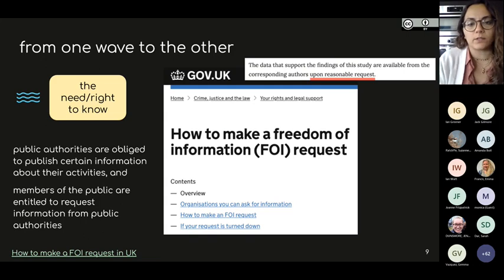This need or right to know is also implemented with what is called a FOIA, a Freedom of Information request, which can be done in many countries in Europe. I've taken here a screenshot from the government page of the UK. Basically, this says that the public authorities on one side are obliged to publish certain information about their activities, but on the other side, it's also the public that has the right to request information from public authorities. And this is a little bit of a pulling approach, right? Rather than pushing data out there because of a certain purpose and a certain way of doing things, it's really the public that pulls the data when it wants to have access to the data.